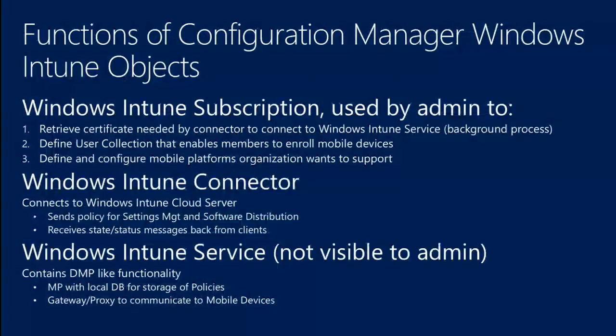And then the second item that you'll create is you'll install the Windows Intune Connector site system role. That site system role is responsible for sending the policies that you create within the Configuration Manager console up to the service, as well as retrieving status and state information from the devices that's coming back down through the service. You can kind of think of the Windows Intune service as just like a device management point. If you're familiar with device management points from previous mobile management, it behaves very much the same way. It's basically just acting like an MP that handles all of the policies, and then a gateway that allows the mobile devices to communicate with the service.